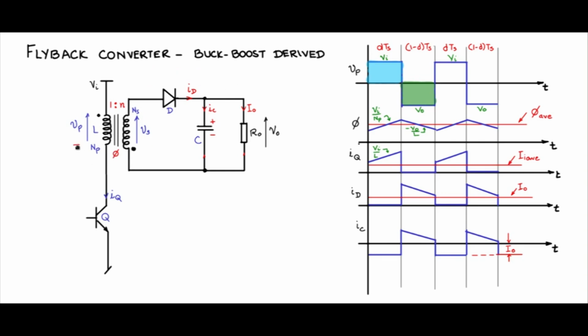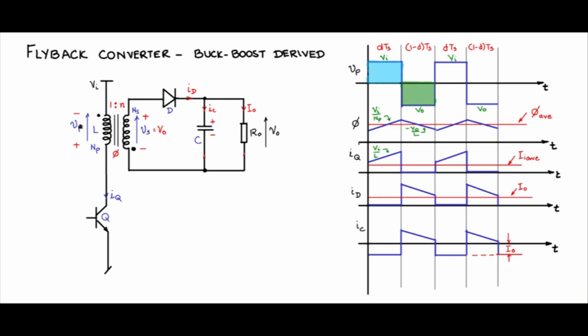So you will see that the non-dot end will become plus and the dot end will become minus. Vs, the secondary voltage, will rise up to a level just greater than V0, so that diode D is forward biased and conducts and charges up the output capacitance. So Vs will be V0, because the diode is conducting and V0 comes across Vs.